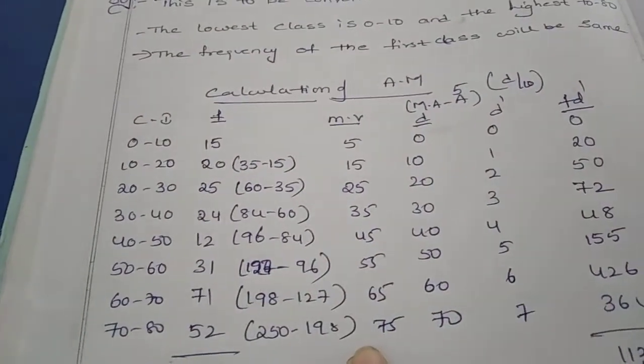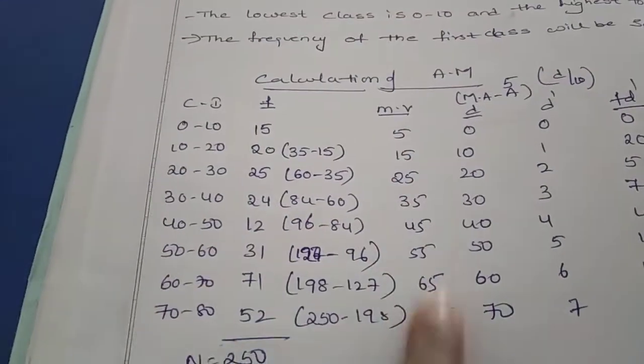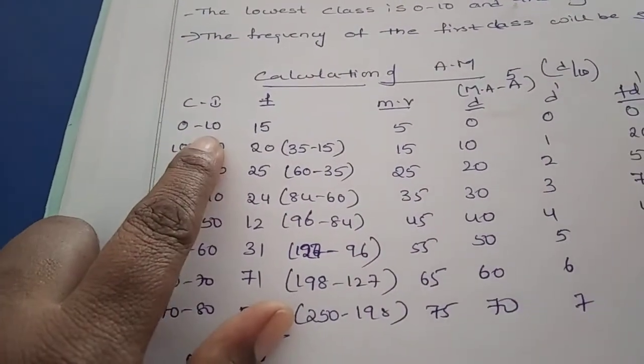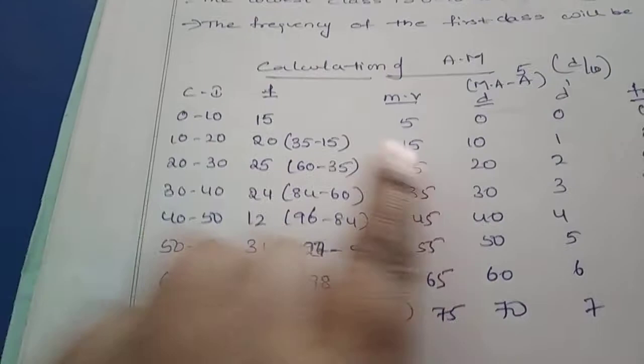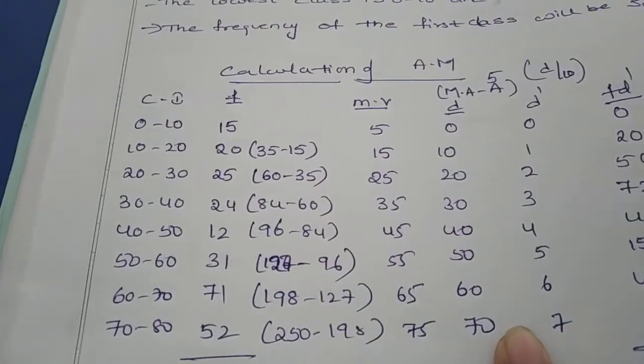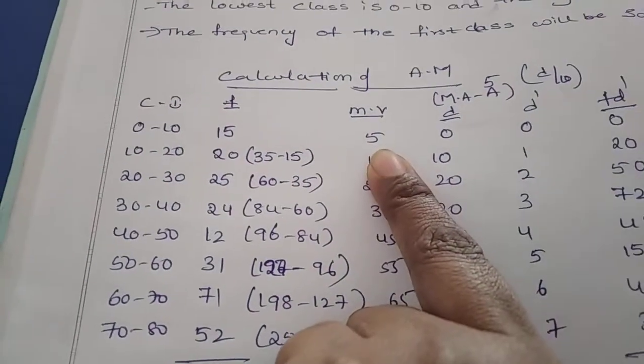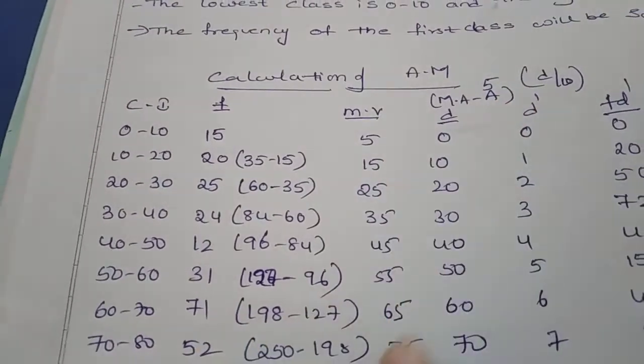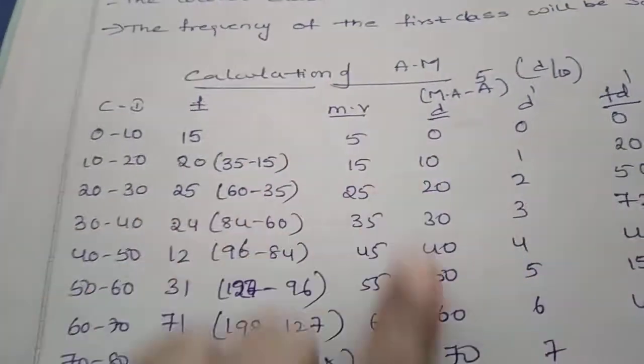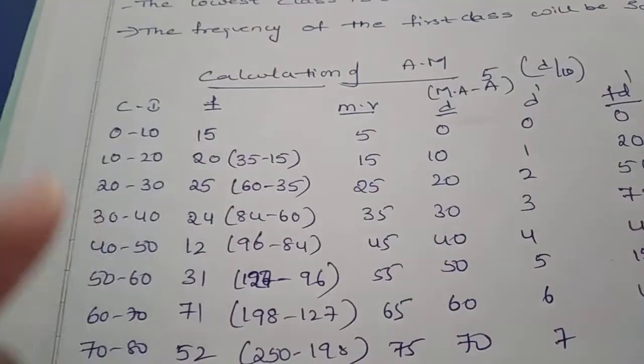First of all, we have to find the mid values. Okay, mid values, how do we have to find them? Lower limit plus upper limit divided by 2. Afterwards we have to find D. How do we have to find D? Same as I said in the previous problems: from the mid value we have to assume a value. We have to assume one value.